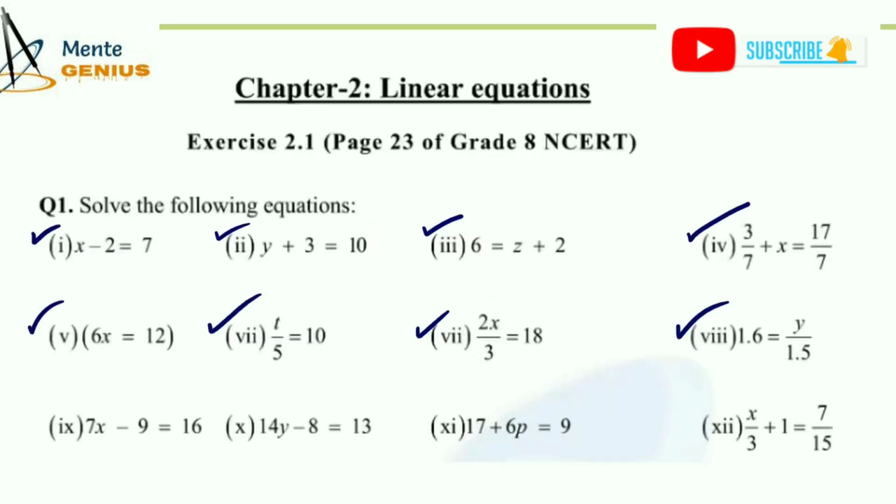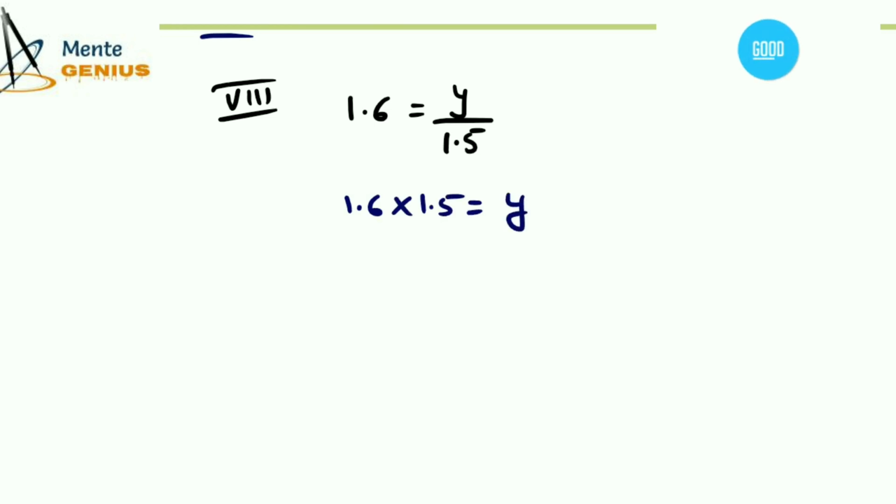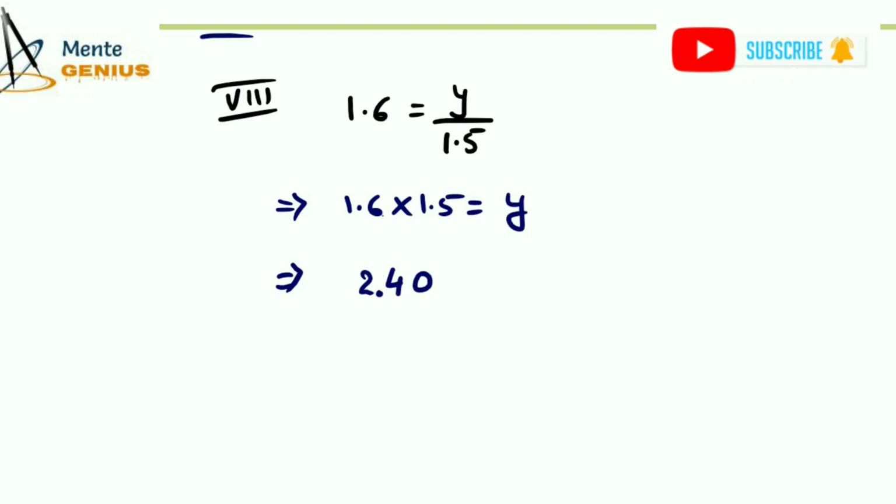Your next question is 8th, 1.5. This is question number 8. Okay. Now what will you do? So simple to do it. 1.6 times 1.5 will give you the value for y. It will be equal to, keep the decimal, 1 place, 2 places. Just put the decimal after leaving 2 places.